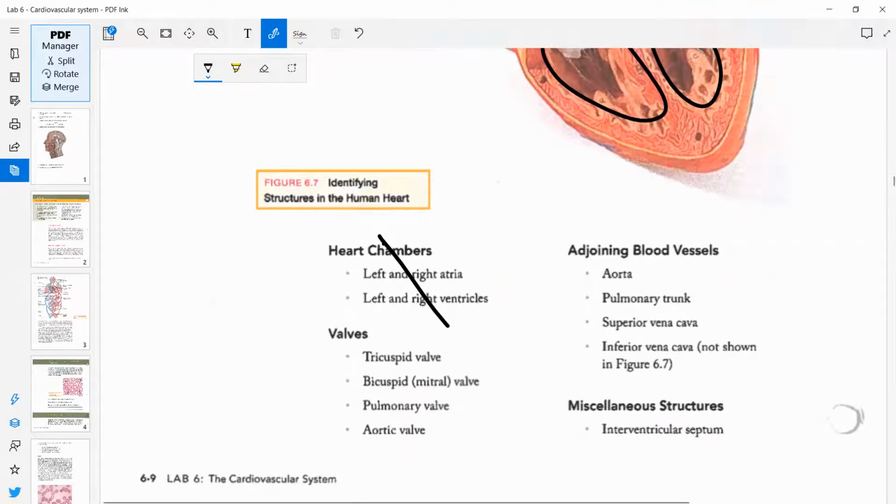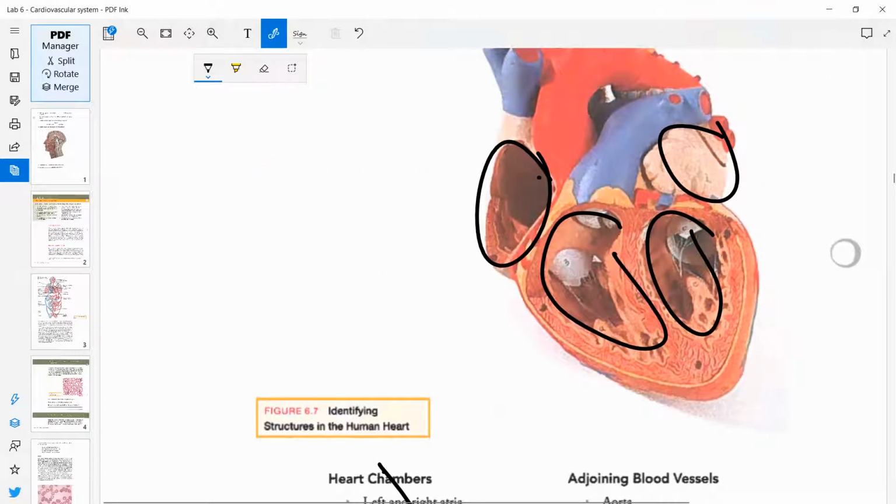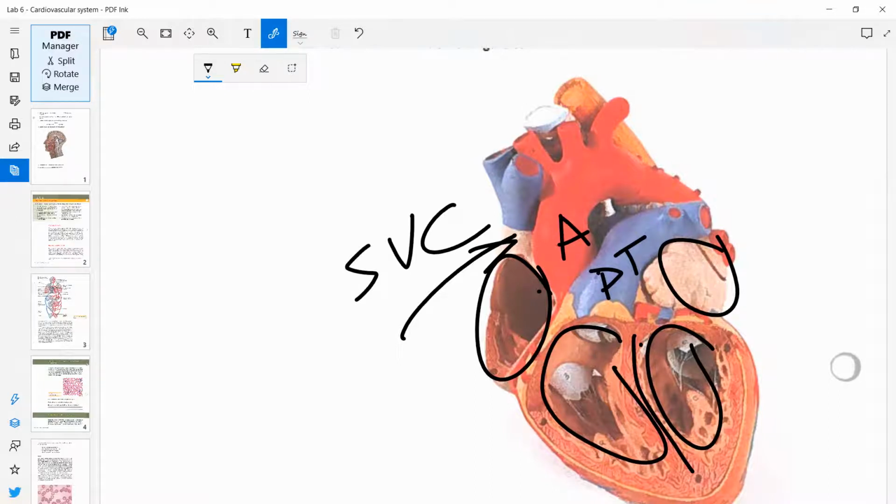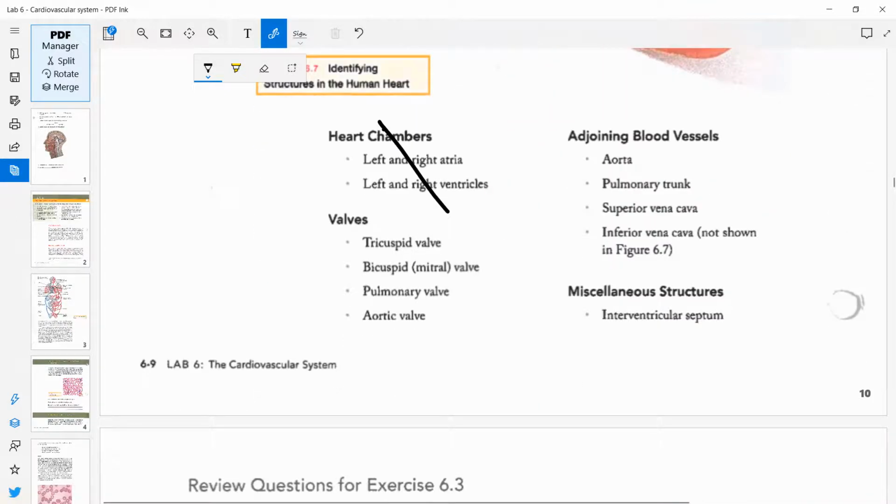Just remove some of them. Now, the interventricular septum can be found here. That wall is the interventricular septum. This is the pulmonary trunk. This is the aorta. And this is the superior vena cava. The inferior vena cava is not seen on the picture.